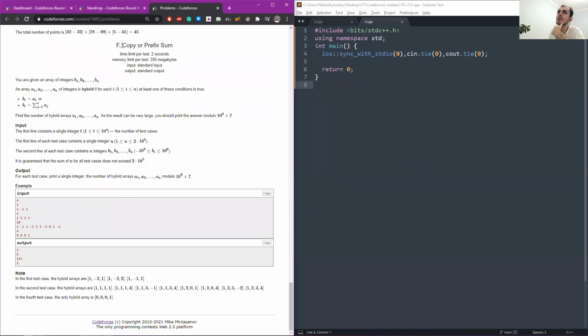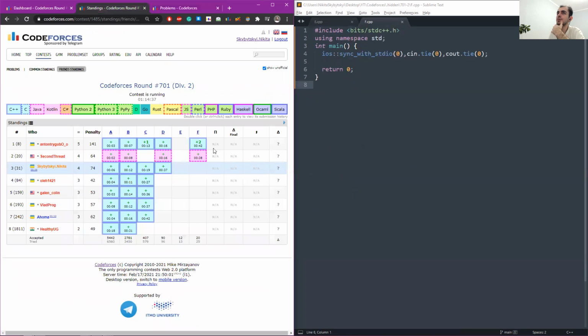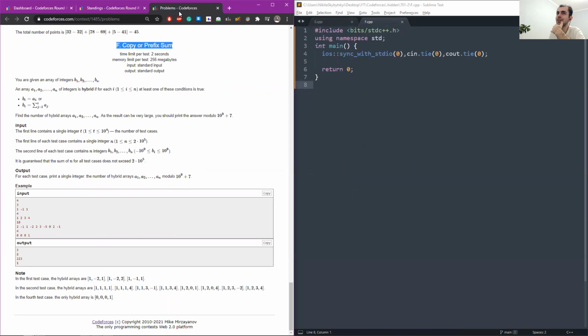Anyways, problem F, copier. People are clearly solving this, and I'm clearly not solving E. You're given an array of integers b1 through bn. An array a1 through an is a hybrid if for each i from 1 to n, at least one of these conditions is true: b_i is either the element or the prefix sum. Find the number of hybrid arrays.